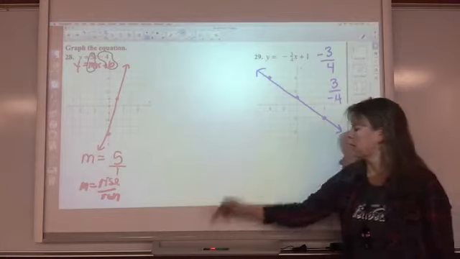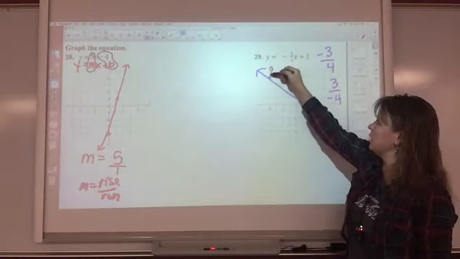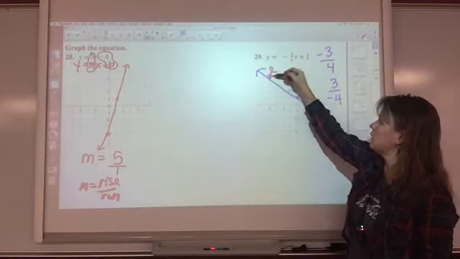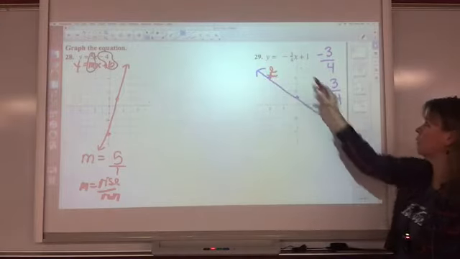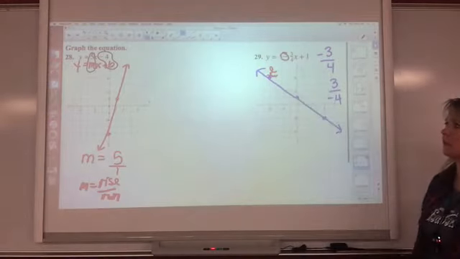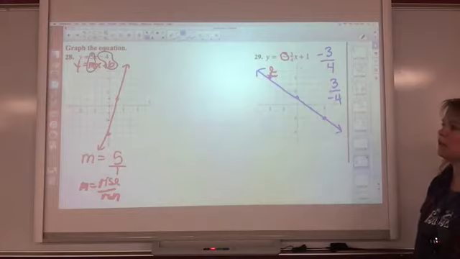Always make sure your buddy here is skiing from left to right. He's going downhill. Why is he going downhill? Because it's negative. Over on number 28, he'll be skiing uphill because it's positive.